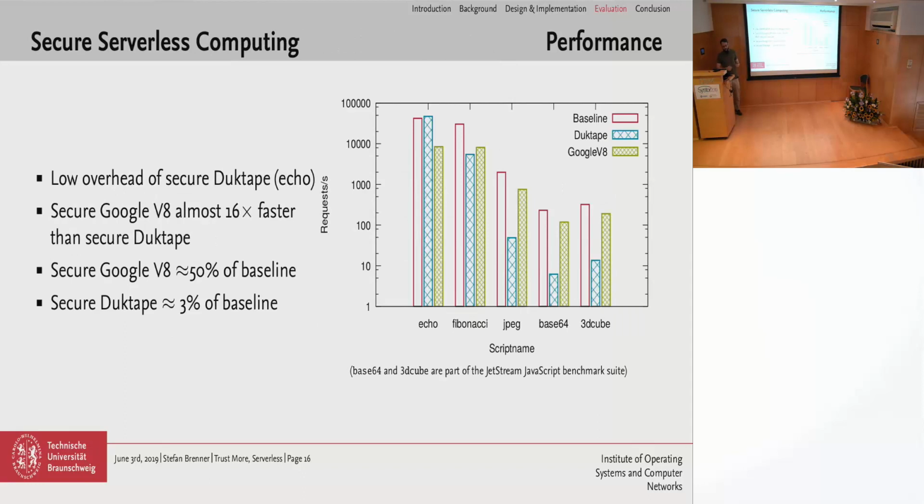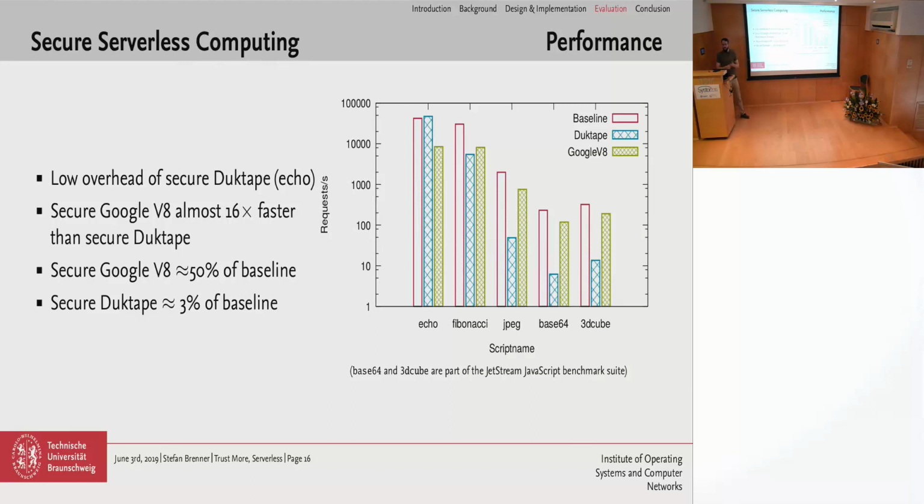However, if you look at the performance, you get the opposite picture. So we have now 3 bars here for 5 different lambda codes. So 5 different scripts, basically. Echo is basically doing nothing in JavaScript. So that's the plain platform overhead. And then we have 3 bars for each measurement.